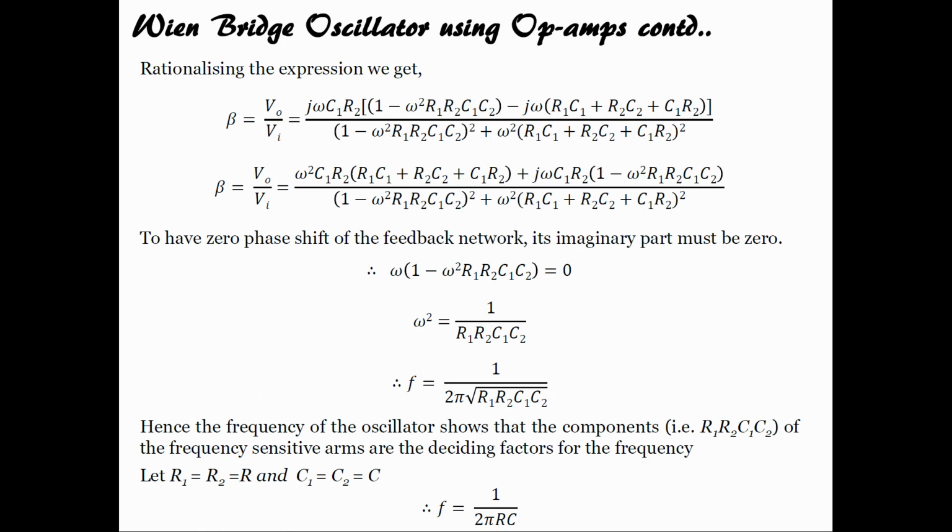We get f equals 1 by 2 pi RC. The frequency formula for this oscillator is 1 by 2 pi under root of R1 R2 C1 C2. But when R1 equals R2 and C1 equals C2, we have 1 by 2 pi under root of R square C square, which is nothing but 1 by 2 pi RC, right.